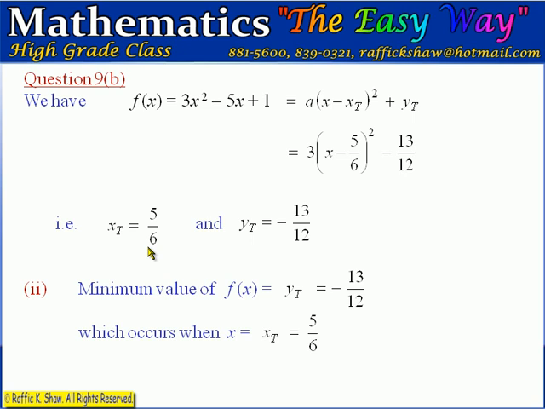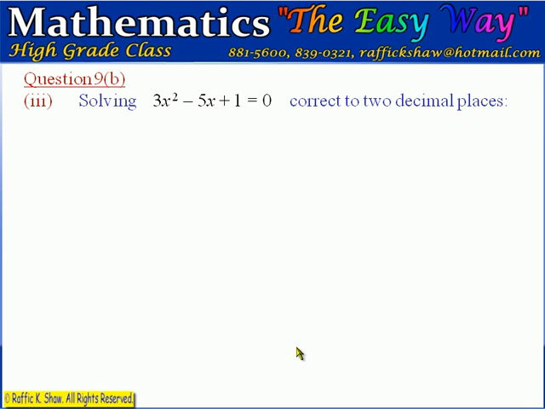And so that is the answer for this part of question 9b. The minimum value of f of x is yt, which is negative 13 over 12, and that minimum value occurs when x is equal to xt, the x value at the turning point, which is 5 divided by 6. And that's the answer for part 2. Let's move down now to part 3.